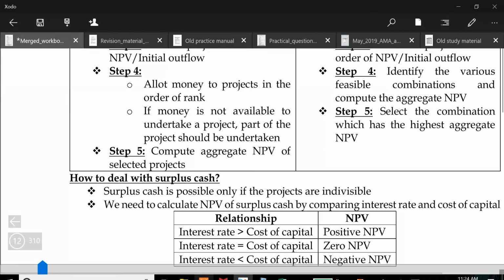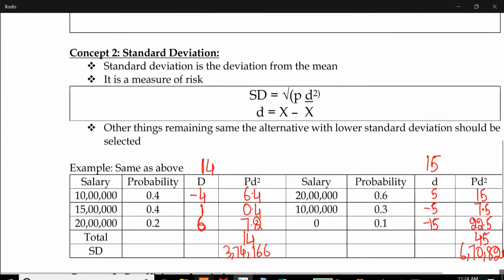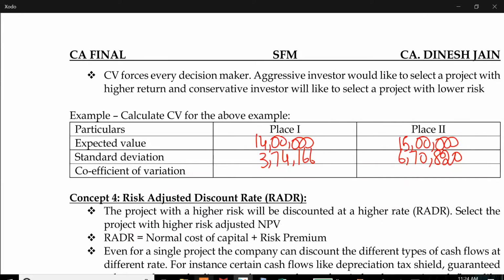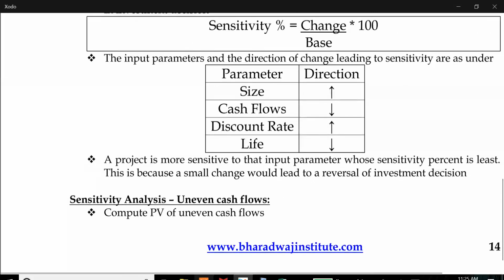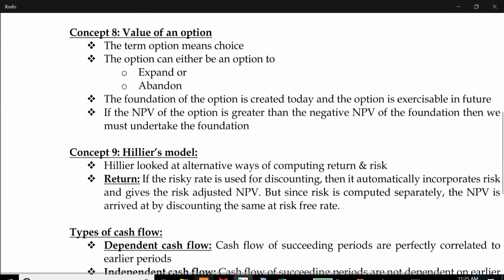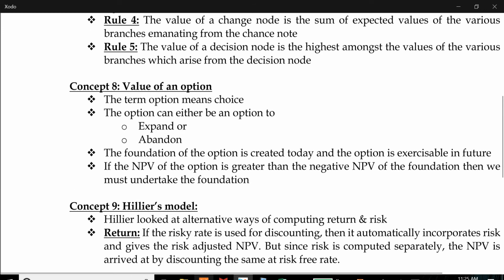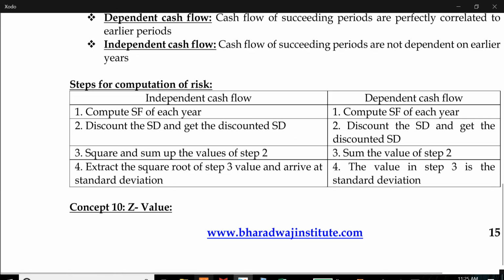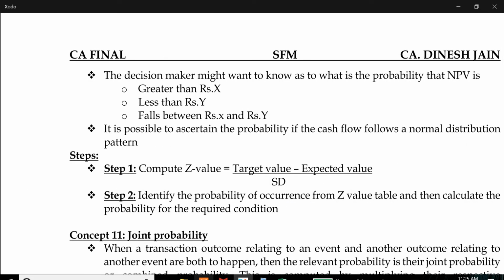Okay. So we are done with expected value, standard deviation, coefficient of variation, RADR, CEF, and sensitivity analysis. Next I have something called a decision tree, which I will do later on. The Helios model is also done as part of our normal analysis. The Helios model is basically standard deviation. Concept 7, 8 we will see later. Now I will go to a concept called Z value.